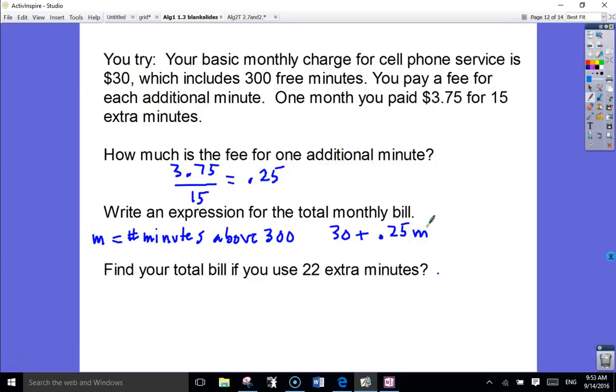Who else? How about Josh? Are you following along? Okay, you need to follow along. You got a calculator, plug it in. What's 30 plus 0.25 times 22? Michael? Callie? $35.50? 30 plus 0.25 times 22 is 35.50. Is that what you said, Callie? Yeah. Like that?